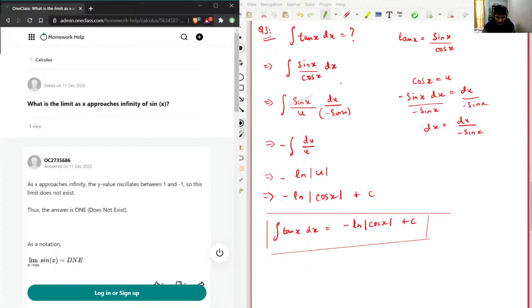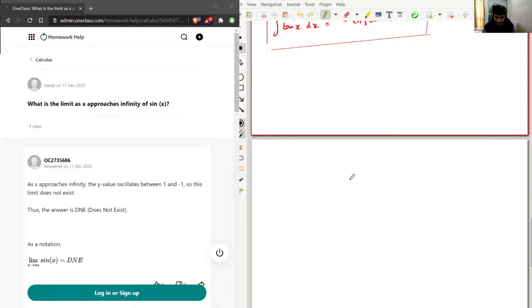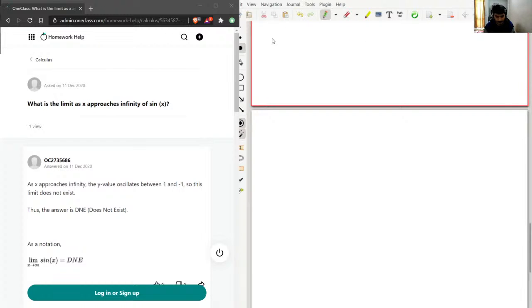Now we'll have question number 4. What is the limit as x approaches infinity of sine x? So we need to find the limit as x approaches infinity of sine x.